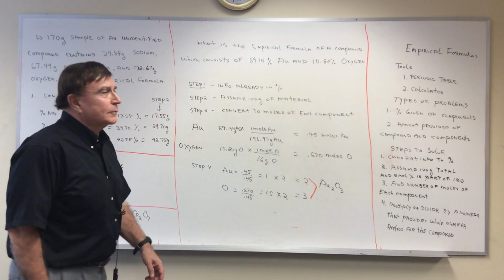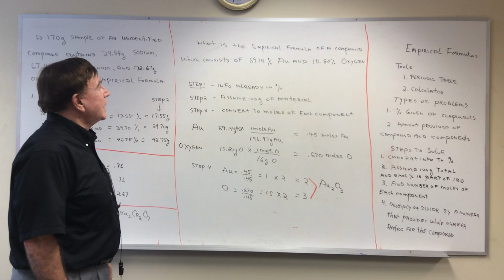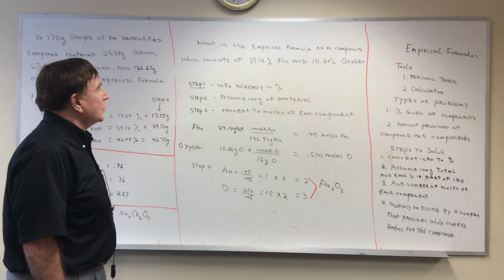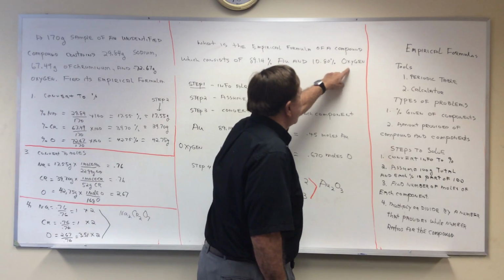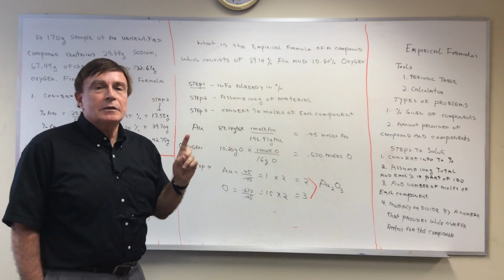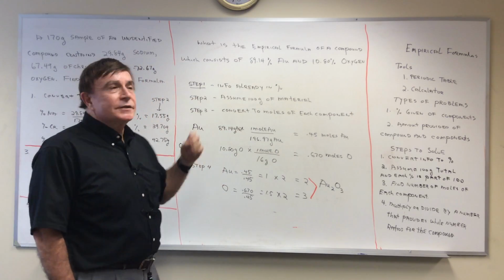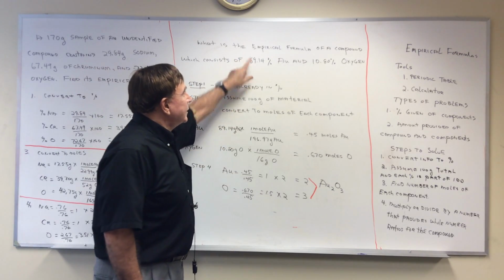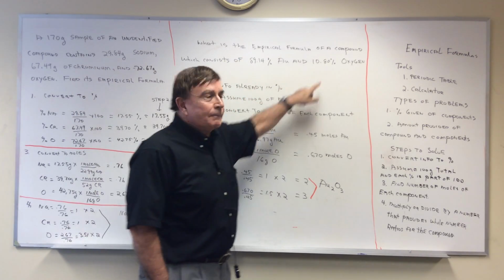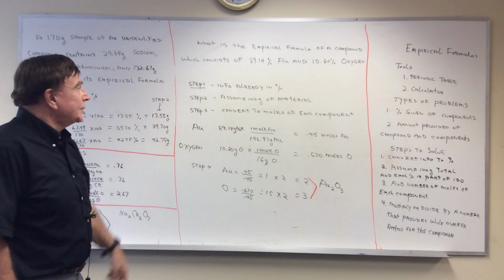So let's talk about the first problem. What is the empirical formula of a compound which consists of 89.14% gold and 10.80% oxygen? In some cases you will get a problem where they say 89.14% gold and the rest is oxygen. What you need to do when that happens is subtract this number from 100 and then you will get this number. Okay, so let's look at the information and try to follow our steps.